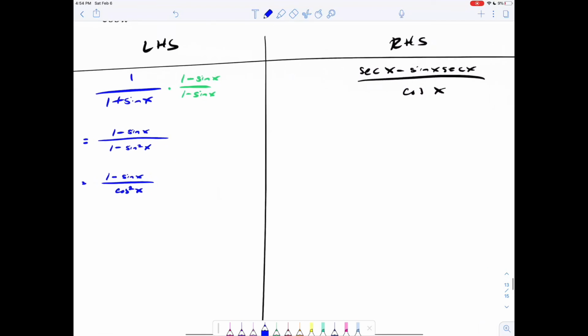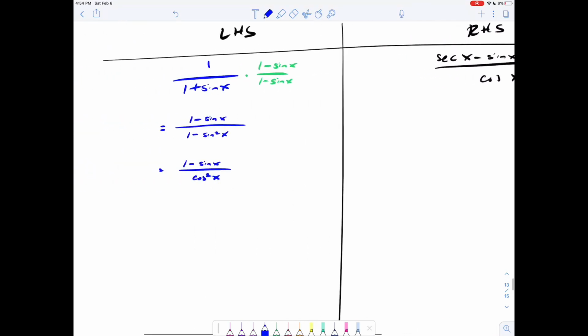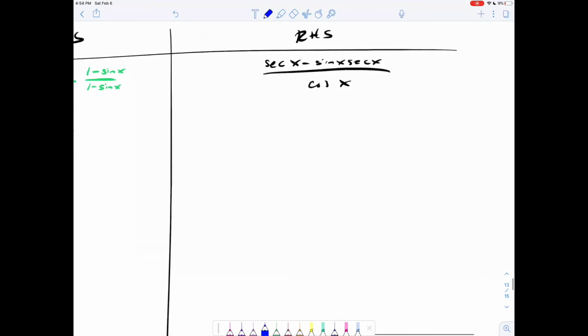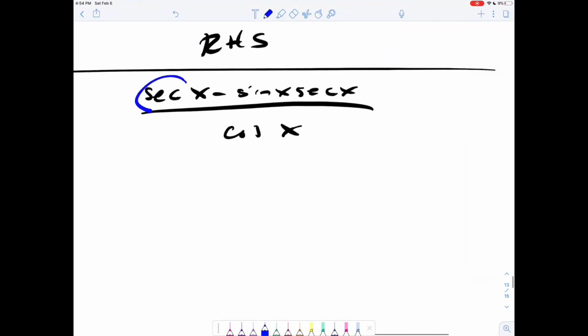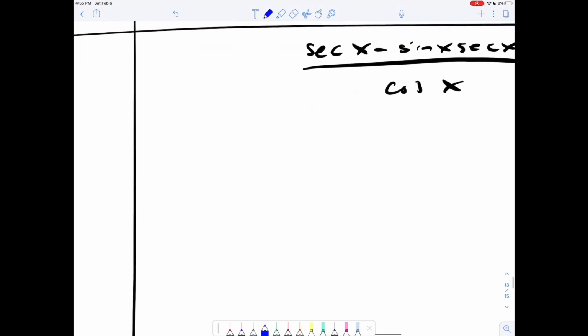On the other side, interesting. So I'm just looking at my target. There's a ton of things we can do. We can convert the secant into a 1 over cos if we want. I'm not sure really what else we can do, but I'm going to sneak attack this.